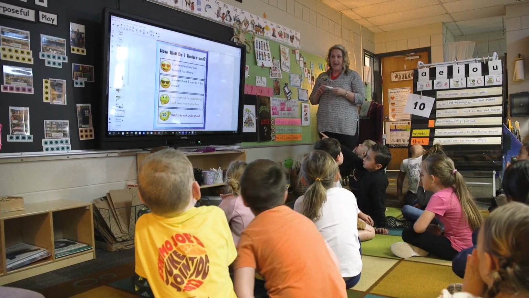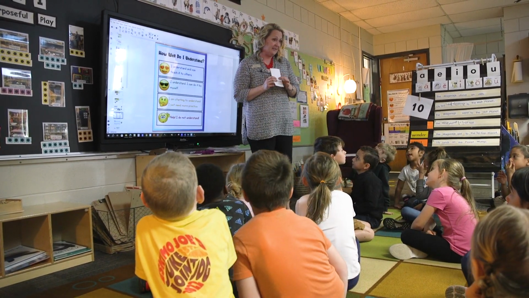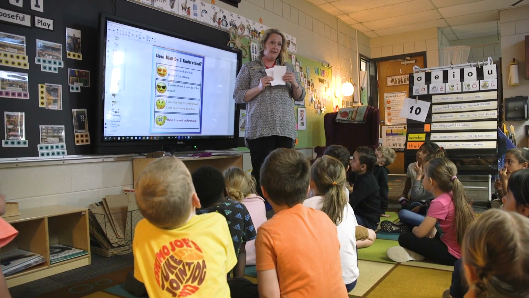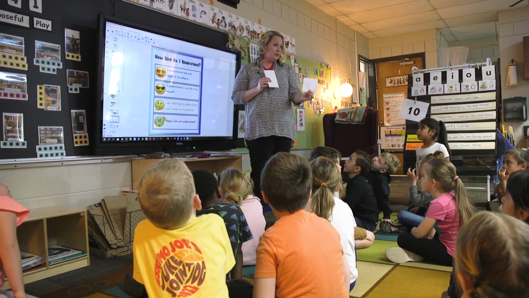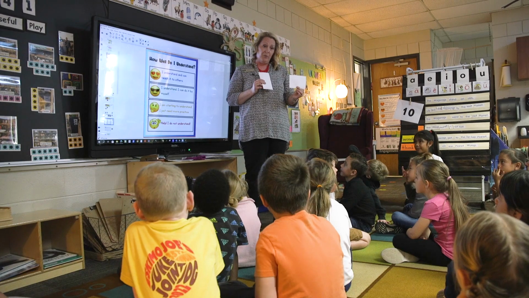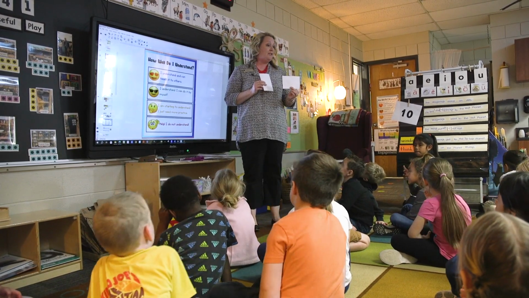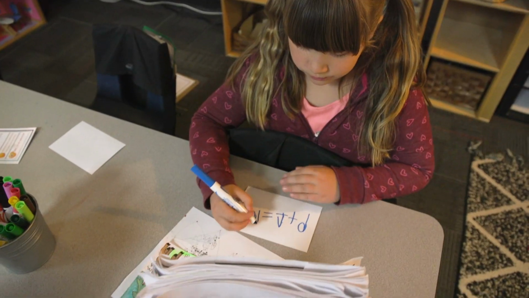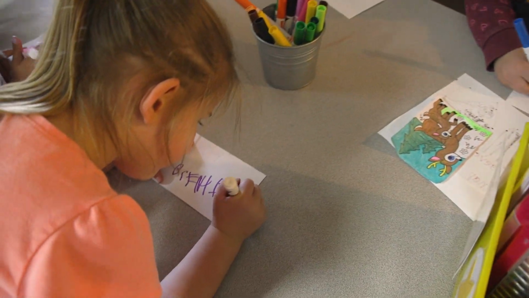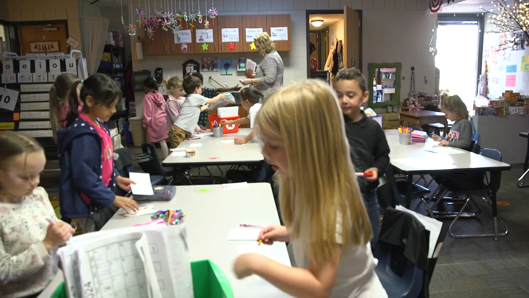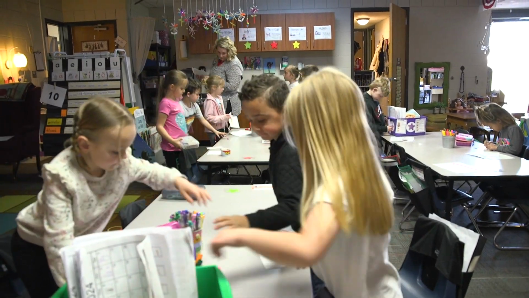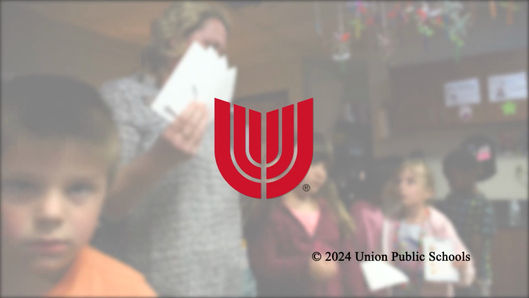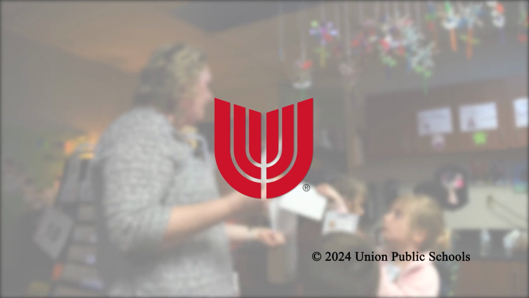Then your exit ticket is this. Very quickly, you're going to write 2 ways to make 10. How many ways? 2 ways. You can draw it, you can write the equation, but I need to see 2 ways to make 10. Right, one more way, Gabby.